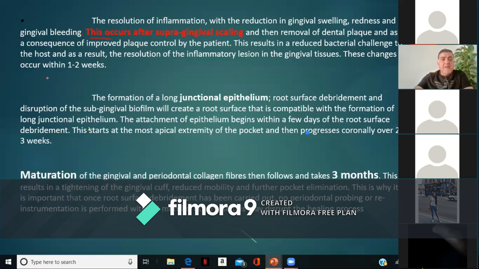After the treatment, within 1-2 weeks, things will start getting better, and formation of long junctional epithelium will start after the root surface debridement. Progressive coronal maturation over 2 or 3 weeks, which means the multiplication of cells. It is very important, so during these 3 months, do not do any interruption to the healing area, to the junctional epithelium. That's why we see the patient every 3 months. And we will again do 6-point charting with a very gentle examination.